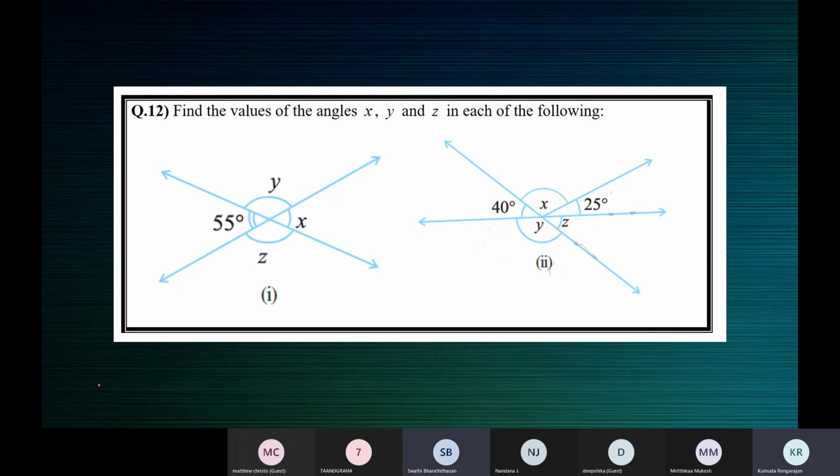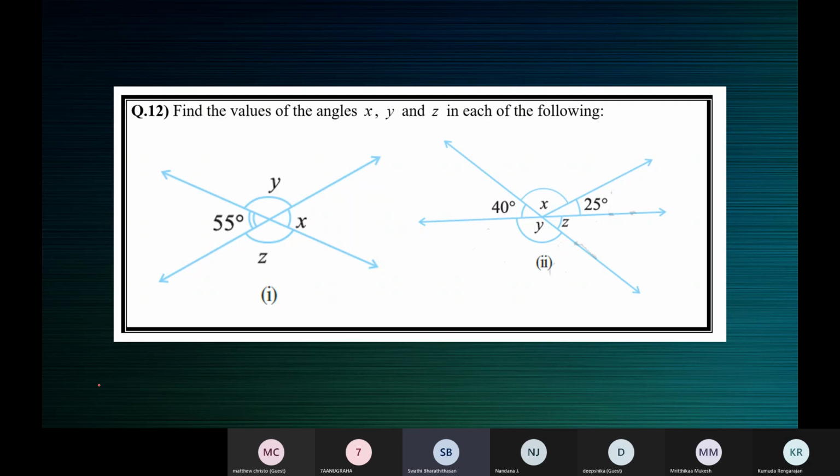Tell me again. Ma'am, since Y and Z are vertically opposite angles, the measure of X is given, ma'am, like 25. So to find the Y measure, it is a linear pair, ma'am. So 180 minus 40, ma'am. So it will be 140, ma'am. So the measure of Y is 150. Okay, Y is 140. You're saying Y is 140. Yes, ma'am. Okay, X, then?